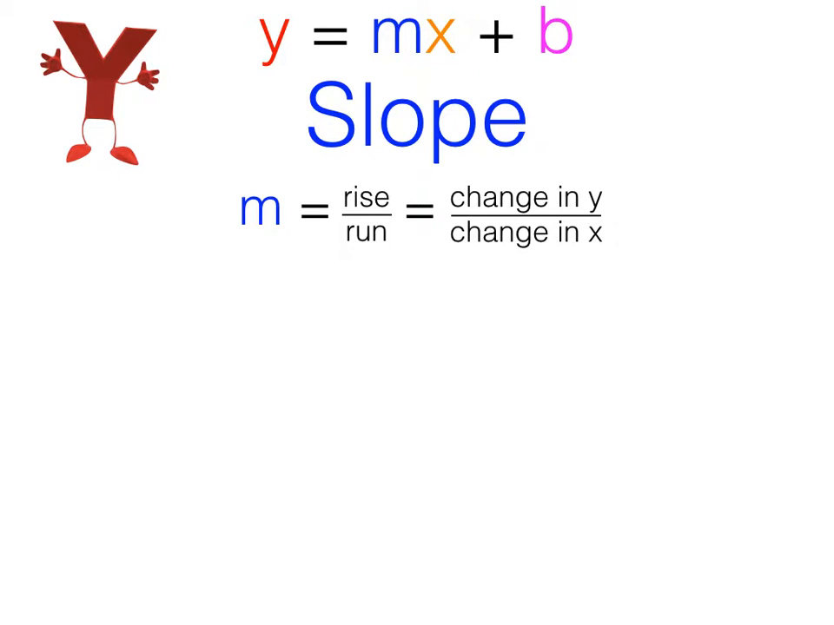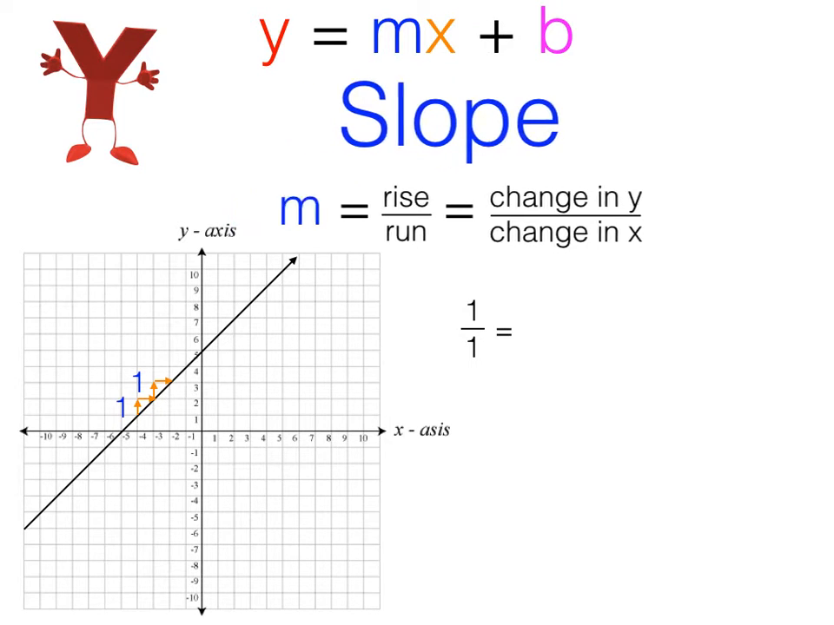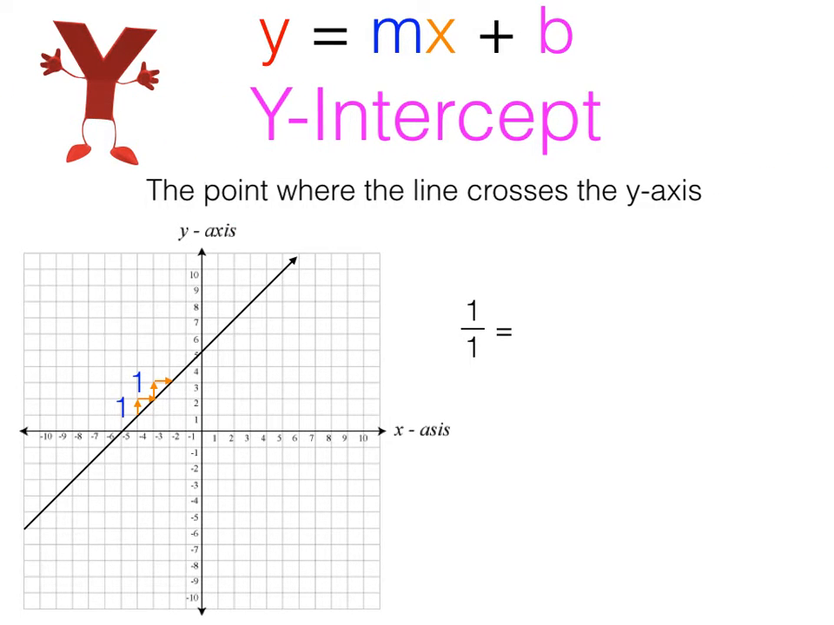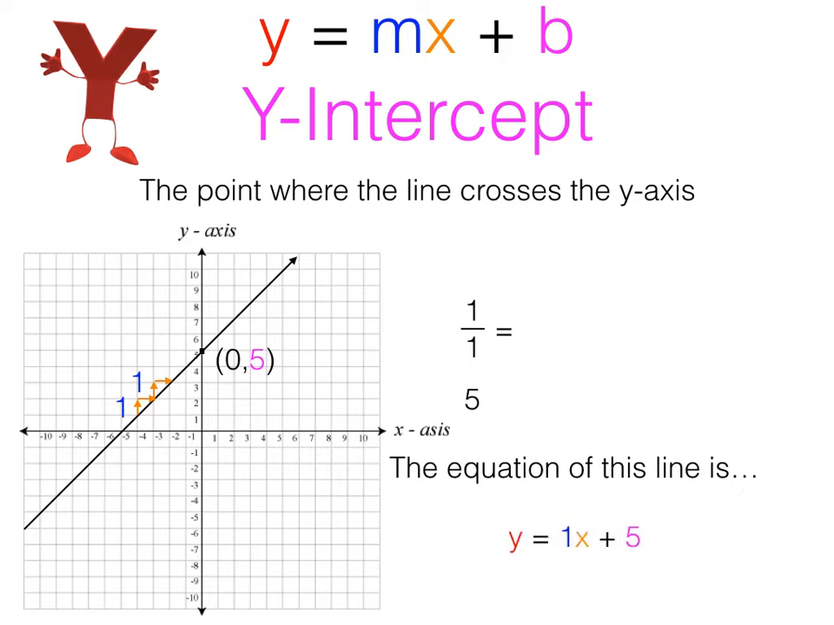Using the squares, we can make triangles for the distance up and to the right. 1, the change in y, divided by 1, the change in x, is 1, so the slope is 1. The y-intercept is where the line crosses the y-axis. This line crosses at (0, 5), so the intercept is 5. The equation of this line is y equals 1x plus 5.